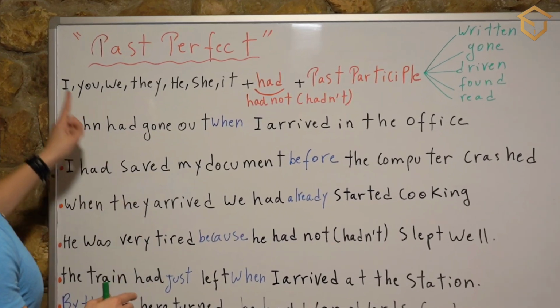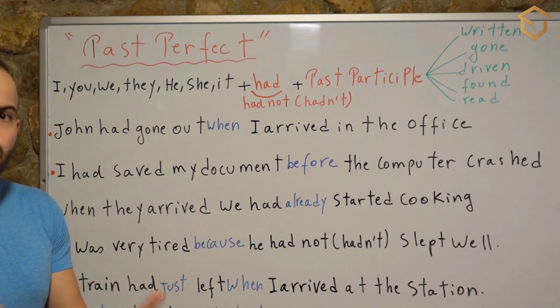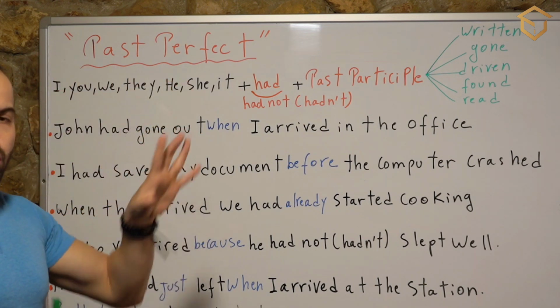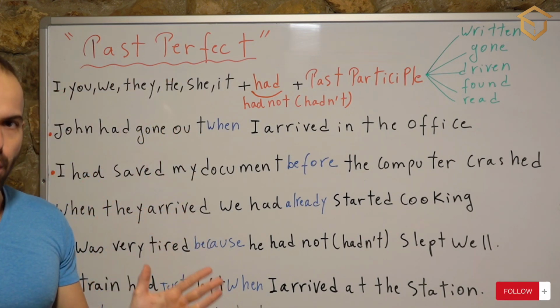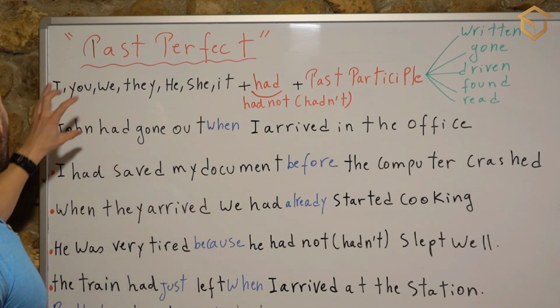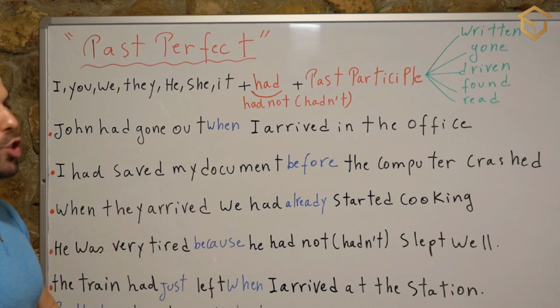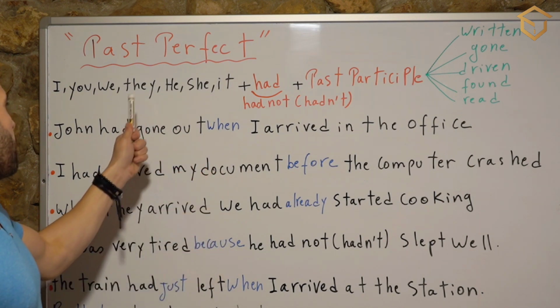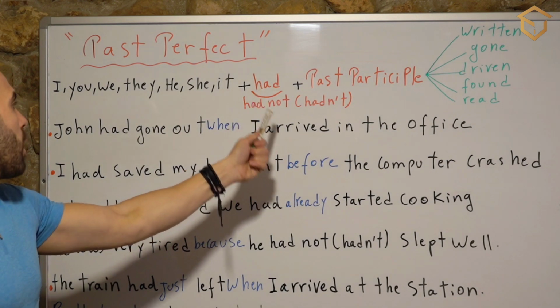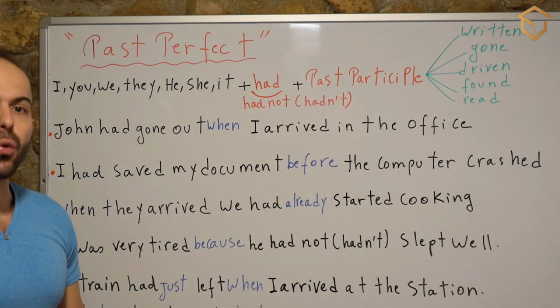Now let's just see how we use it with all the subject pronouns. And that's a beautiful thing about past perfect. Everything about past, we don't need to actually separate the subject pronouns. So as you can see, all the subject pronouns are I, you, we, they, he, she and it. We use them plus had, which is the past simple of have, plus the past participle form.